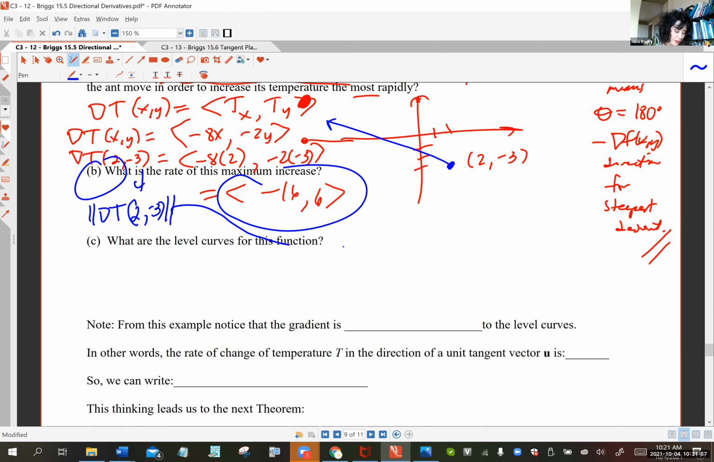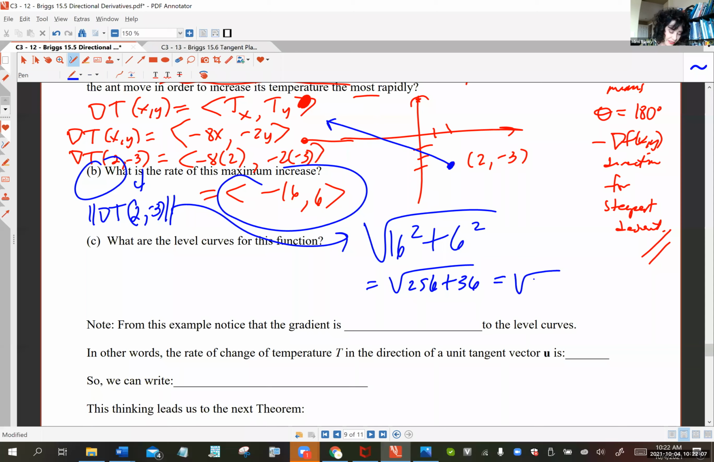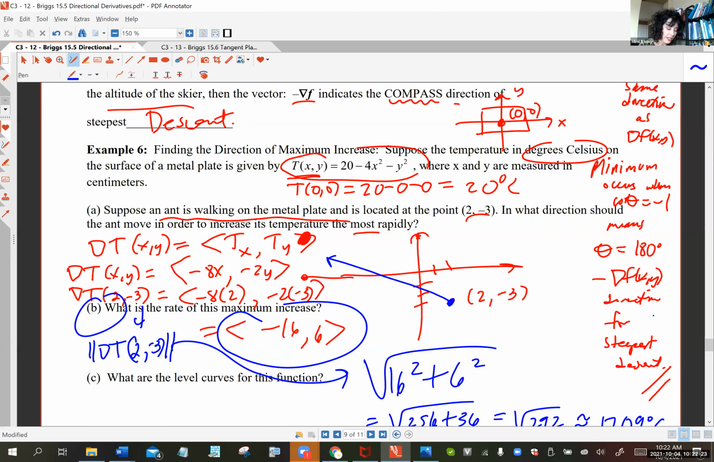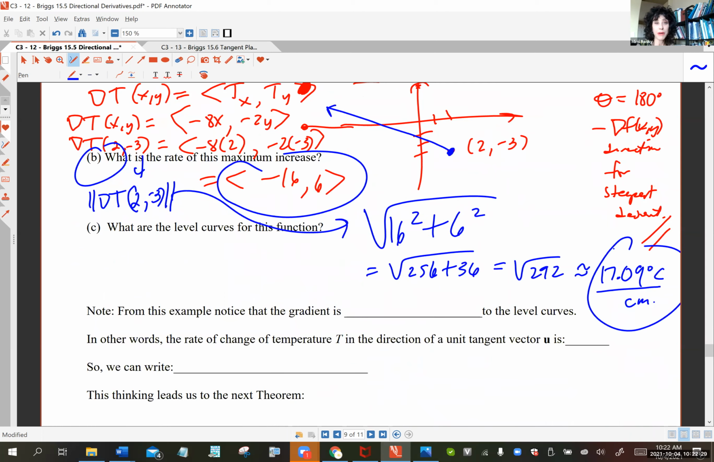So the magnitude would be the square root of the sum of the squares of the components, and I get the square root of 256 plus 36. I get the square root of 292, which is approximately 17.09. And this is a slope, so it's degrees Celsius per centimeter for this ant. So if the ant moves in the direction of this vector, he'll start increasing at that rate. That's pretty much, wow, 17.09 degrees per centimeter. That's heating up a lot.